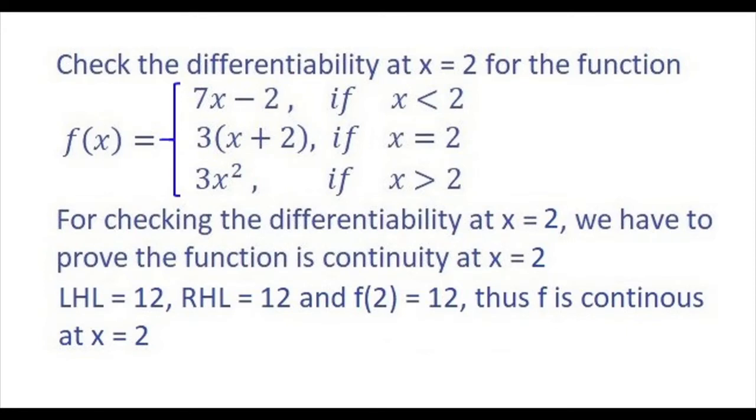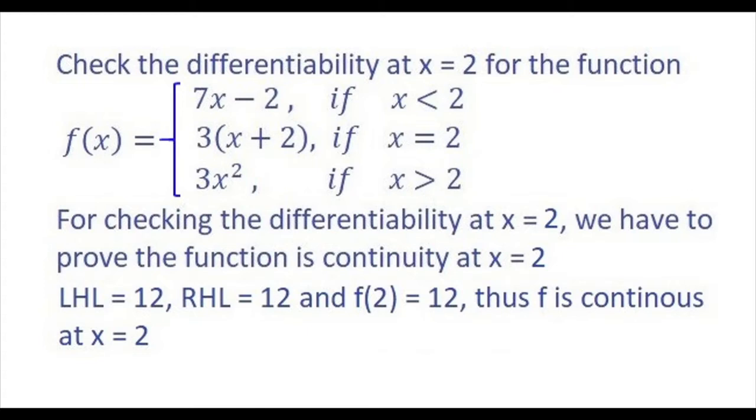Now let us see an example. Here f of x is a curve 7x minus 2 when x is less than 2, 3 times of x plus 2 when x equal to 2, 3x square when x is greater than 2. Now for checking the differentiability at x equal to a, that means x equal to 2, we have to prove the function is continuous at x equal to 2.